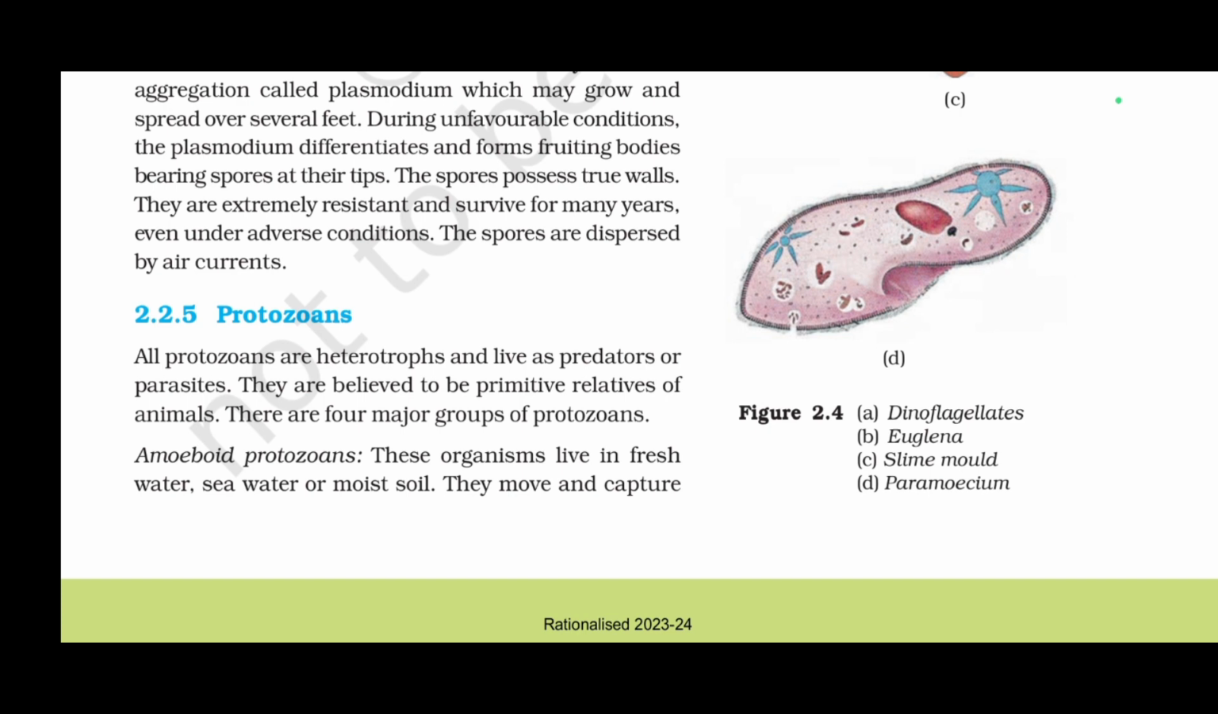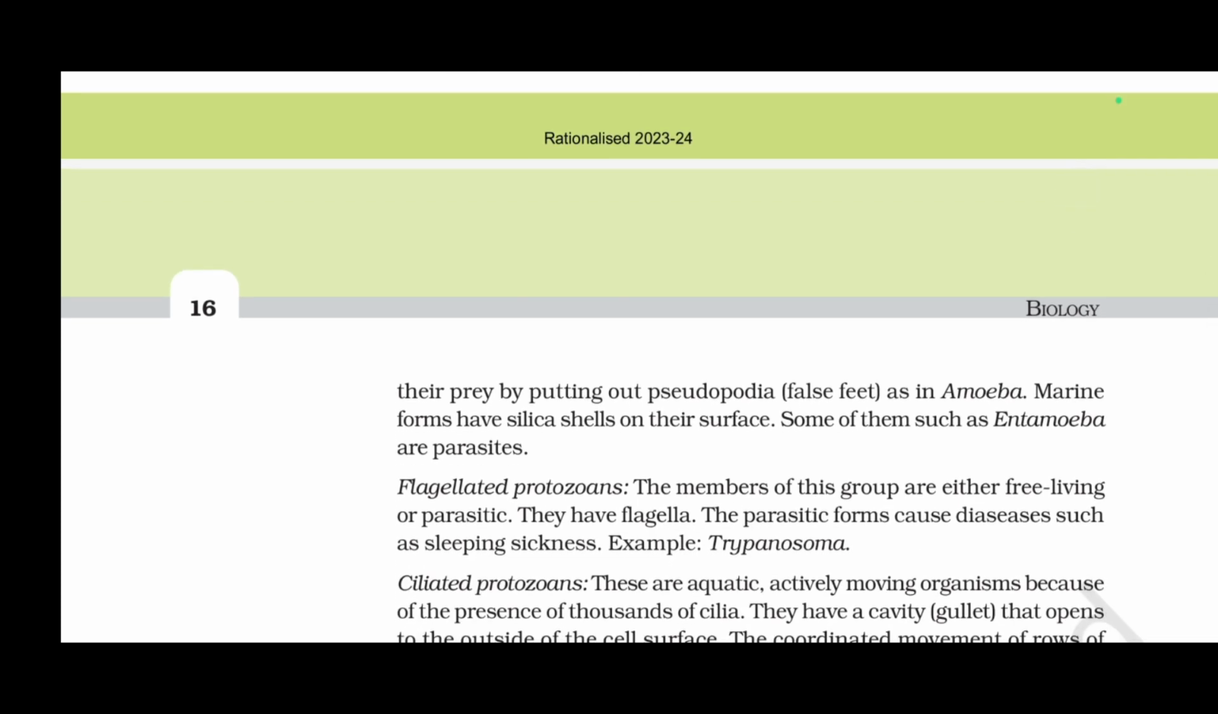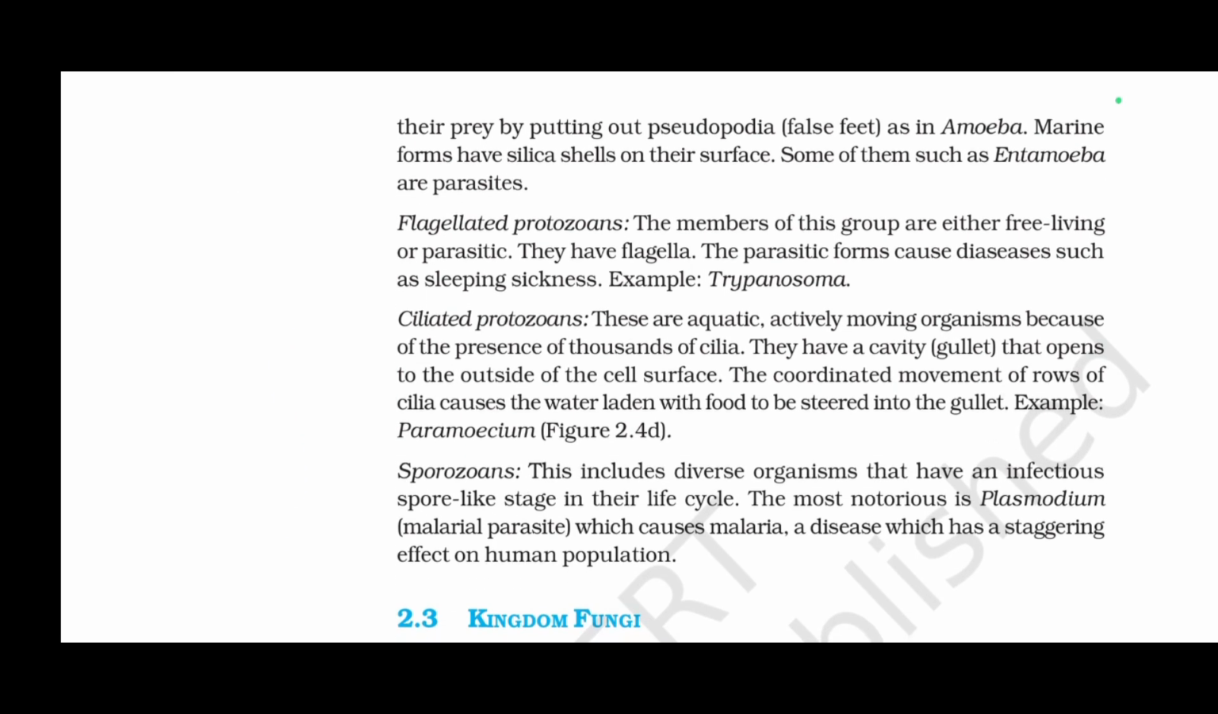Now, protozoans. All protozoans are heterotrophs and live as predators or parasites. They are believed to be primitive relatives of animals. There are four major groups of protozoans. The first one is amoeboid protozoans. These organisms live in fresh water, seawater, or moist soil. They move and capture their prey by putting out pseudopodia or false feet, as in Amoeba. Marine forms have silica shells on their surface. Some of them, such as Entamoeba, are parasites.